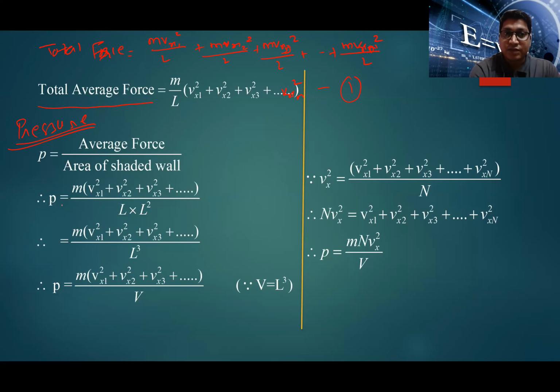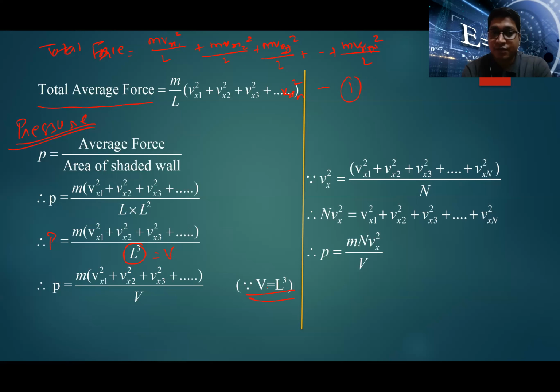So the pressure will become m (Vx1 square plus Vx2 square plus Vx3 square) divided by L. This is our force. Further dividing by L square, the pressure will become this whole term divided by L cube. But you know what L cube is? L cube is nothing but the volume of the container in which the gas has been enclosed. So P is going to be m (Vx1 square plus Vx2 square plus Vx3 square till Vxn square) divided by capital V, which is the volume of the container.